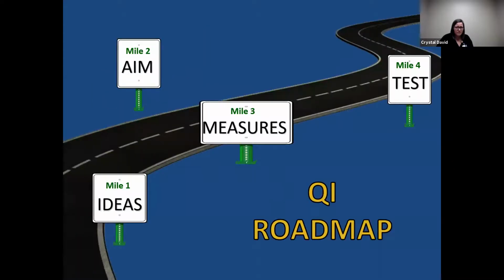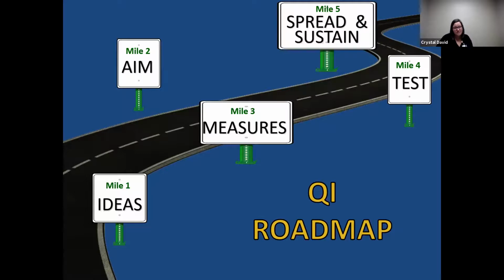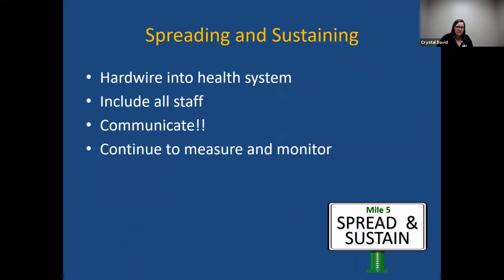And then after we test, the big thing here now, if we just test and we know the answer, that's great, but what's going to be most helpful in healthcare is to spread and sustain what we've done. So if you see an improvement, we want to continue doing that. And so some ideas for spreading and sustaining, maybe it's something you hardwire into the health system. So I know for us in the past, we have included some dot phrases in our family medicine template that helps us continue to do these things.